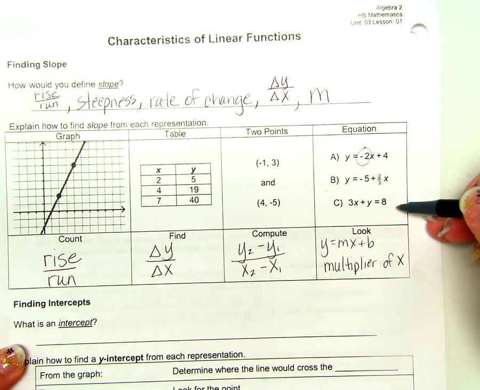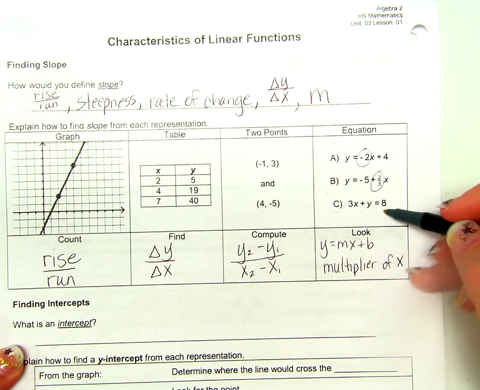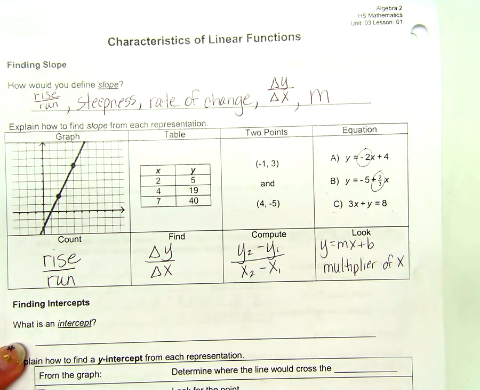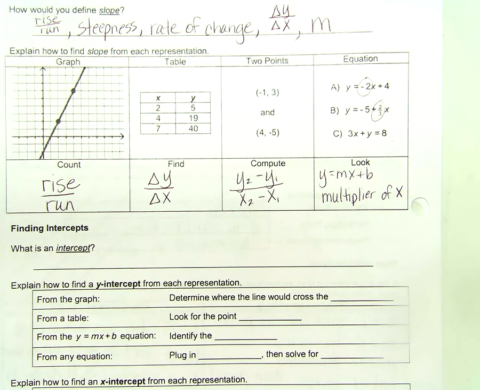In B, where is it? It's the 2/3. It's the multiplier of the x. But on C, you have to figure it out a different way, right? We'd have to solve for y. We'd have to get it in slope-intercept form, correct?